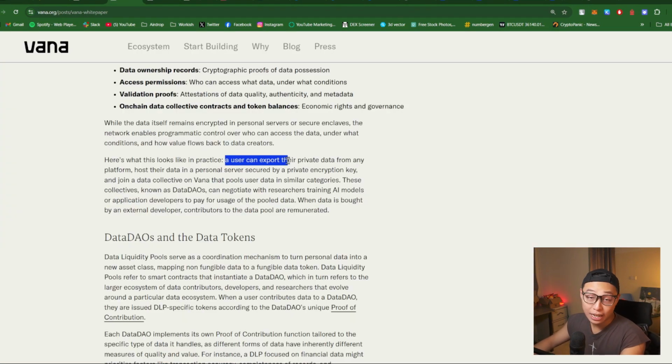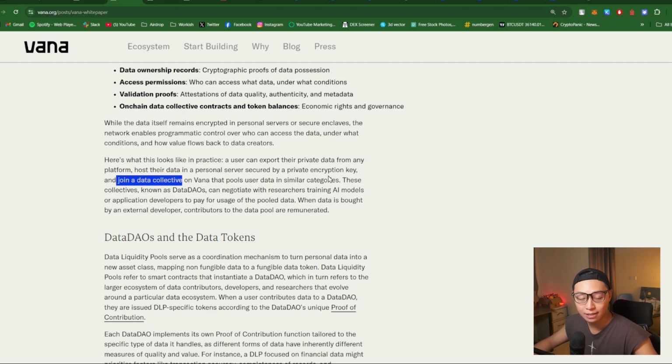A user can export their private data from any platform, for example Reddit, and host their data in a personal server secured by a private encryption key. This is how you control your own data. It is encrypted, nobody can access it. Only you get the right to say who can access your data and which data they can access. And then you can join a data collective, aka the DataDAO, the Reddit DAO for example, on VANA, that pools all of the users' data in a similar category.